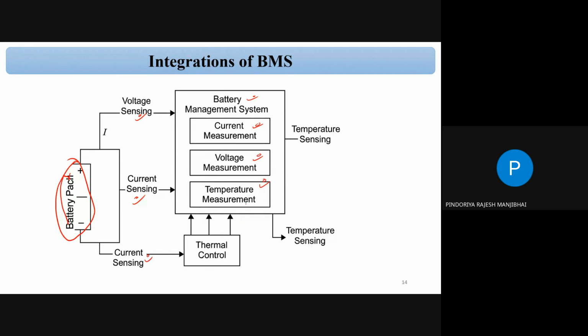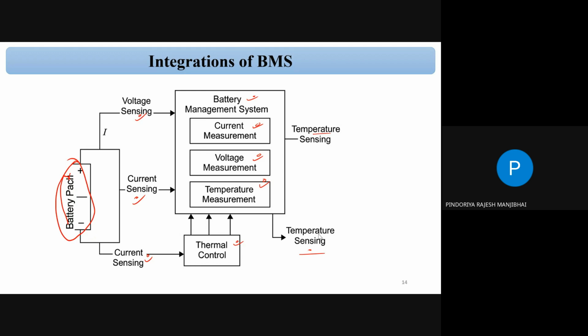With temperature measurement, we have to manage the thermal control. Through thermal control we can manage the temperature sensing. So these are the integration of the overall BMS. Please remember current, voltage, and temperature. These three parameters are the most important parts in the battery management system.